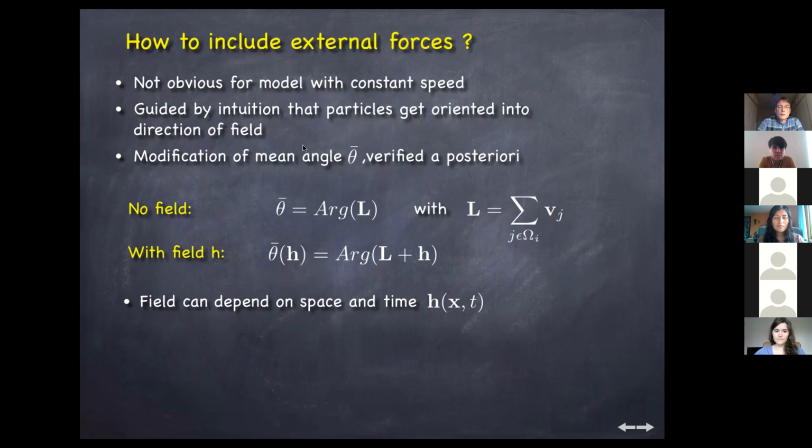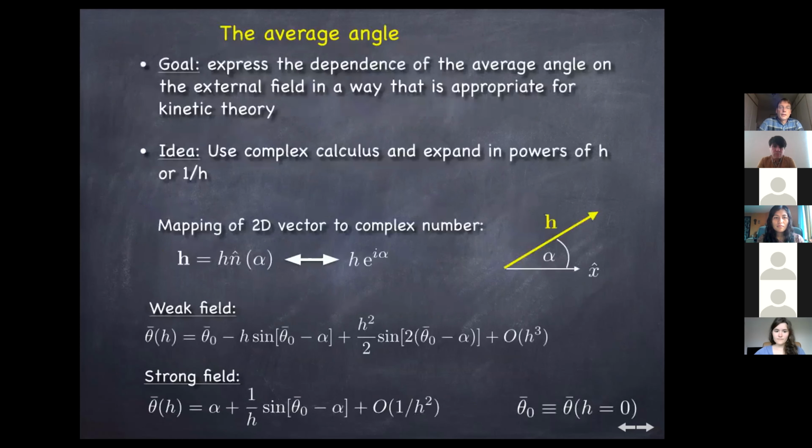And so we just modify the average angle. Normally the average angle theta bar is just the argument of the vector L. And the vector L is the sum of all the velocity vectors. That gives you that mean direction. But now if you add something to this vector L, you get an average angle which is biased towards the direction of the new field, the external field H. And that's the whole idea. And this field H can now depend on space and time.